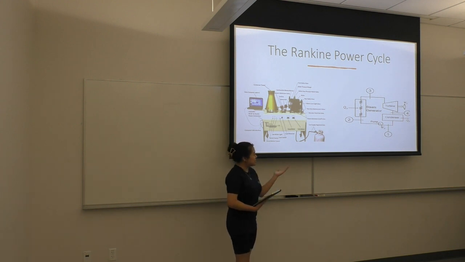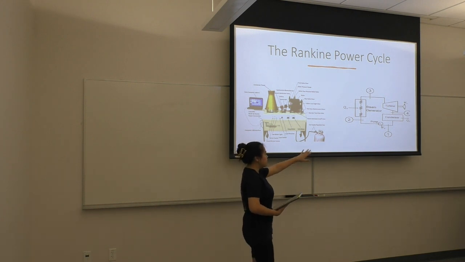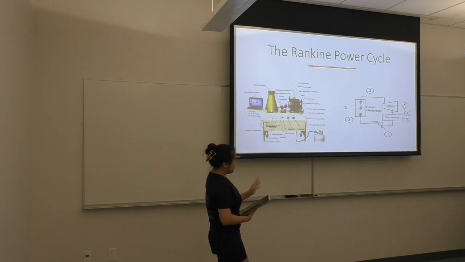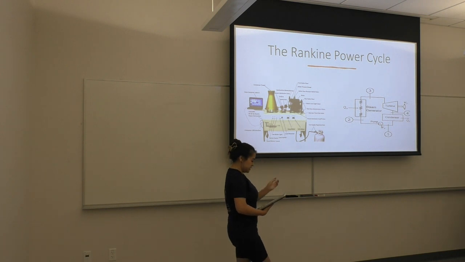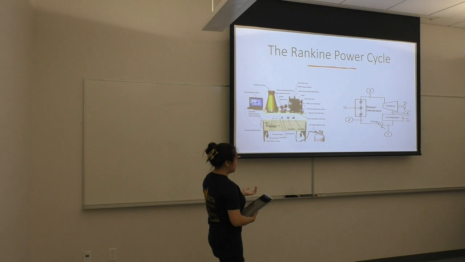To your right, you'll see a bit of a diagram where the process from 1 to 2 is the pump, where the pump pressurizes the liquid coming from the condenser prior to it going back into the boiler. And 2 to 3 is the boiler system, where the liquid enters the boiler, which is then heated to a superheated state while in the boiler.